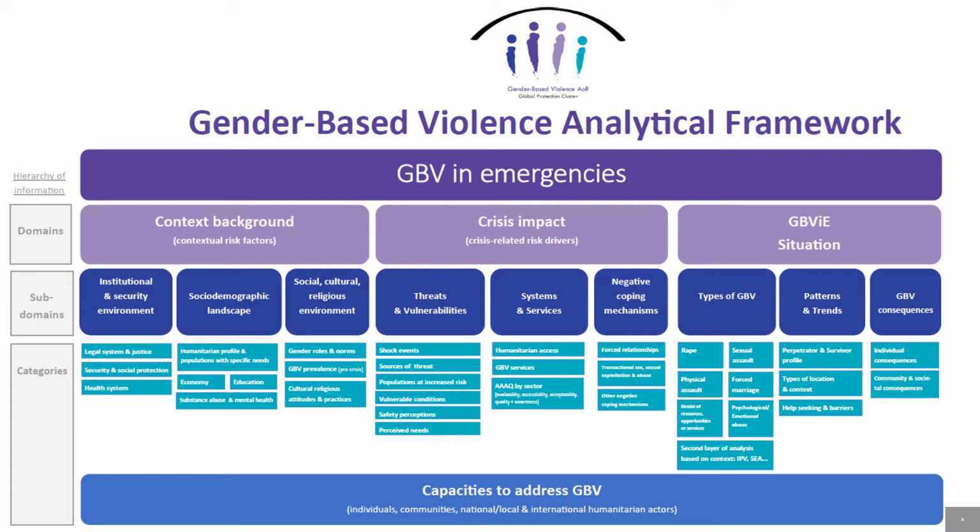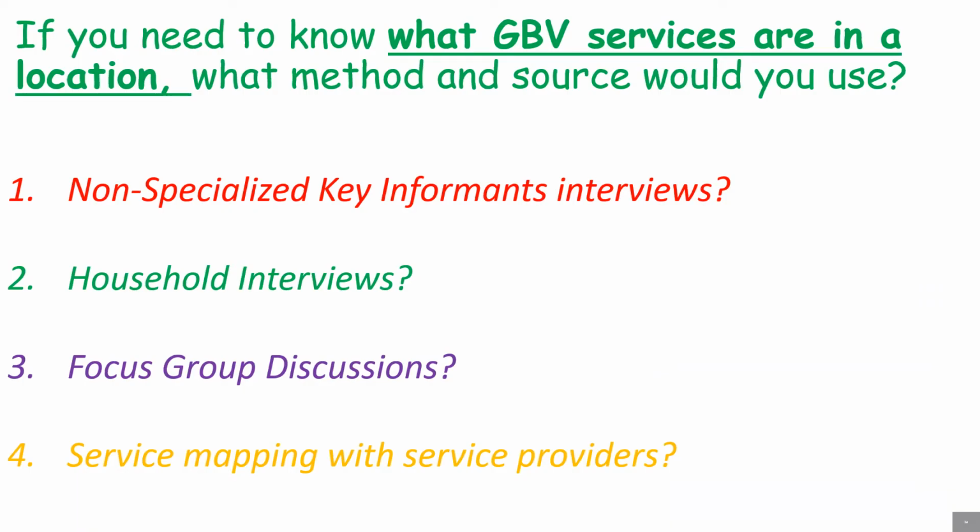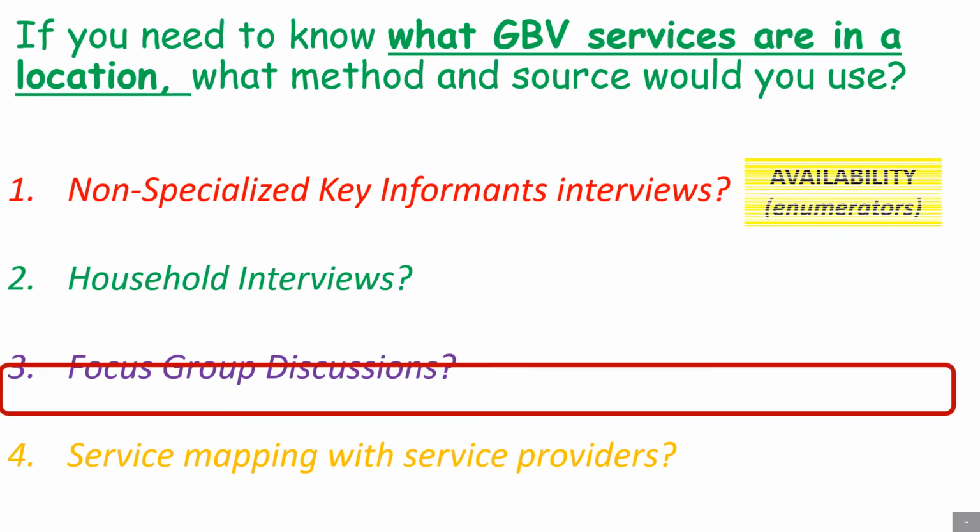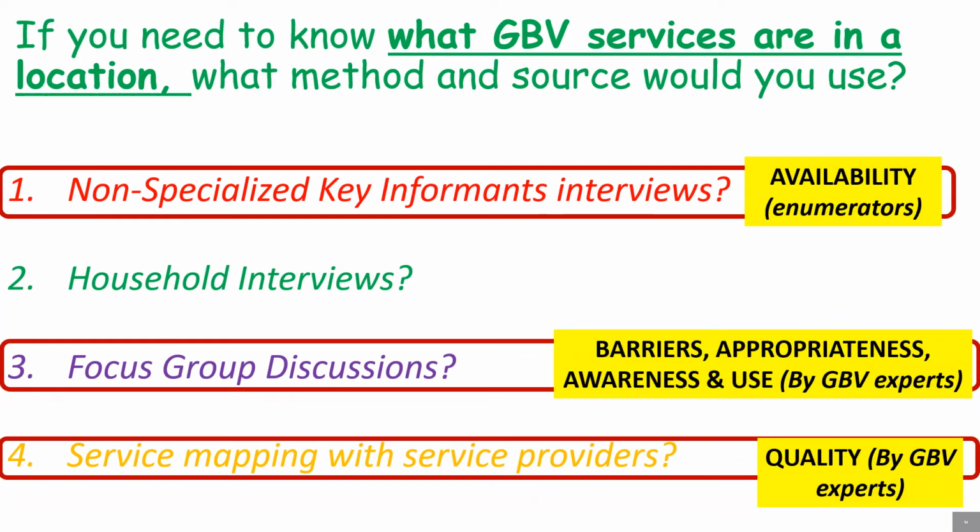Now let us look at the part of the analysis framework dealing with GBV services. If you need to know what GBV services are in a location, what method and source would you use? Would it be non-specialized key informant interviews, household interviews, focus group discussion, or service mapping? What you'd use would be non-specialized key informant interviews, focus group discussions, and service mapping.